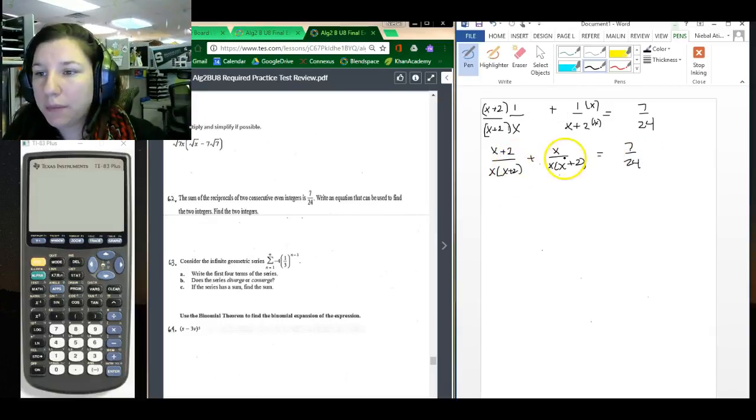Now we have a common denominator, so I can go ahead and add the numerators. So I have x plus 2 plus x is 2x plus 2 over x times x plus 2 equals 7 over 24. Here I'm going to cross multiply, so I'm going to multiply both sides by 24, and then multiply both sides by x times x plus 2, so it'll simplify here and then show up here.